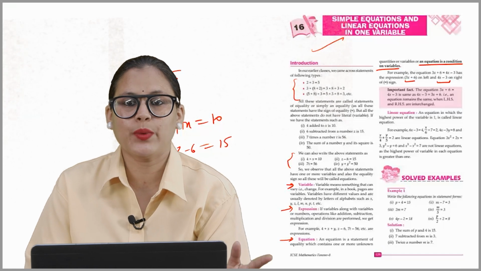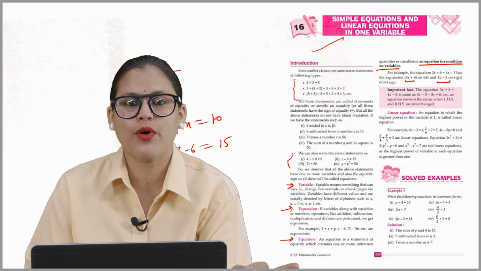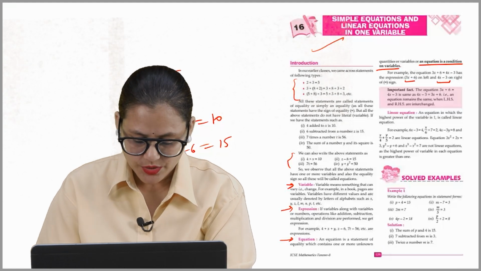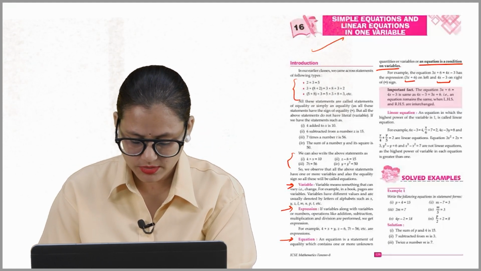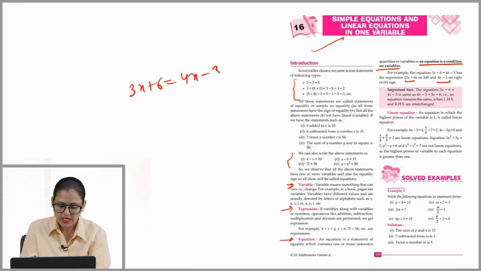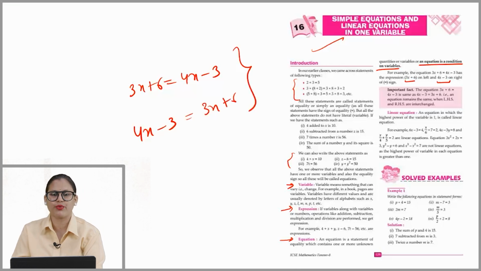Important fact: the equation 3x plus 6 is equal to 4x minus 3 is the same as 4x minus 3 is equal to 3x plus 6. So here, this is the equation 3x plus 6 is equal to 4x minus 3. It is also similar to this, 4x minus 3 is equal to 3x plus 6. Both these equations are similar.